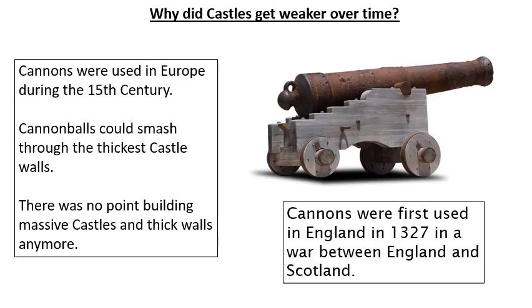So well done to any of you that managed to guess that cannons was the thing that was invented, all right, and that really changed castle design. So cannons were first used in Europe during the 15th century. Cannonballs could smash through the thickest castle walls. So there wasn't any point in building big castles anymore, or thick walls anymore. All right, it just wasn't needed because the cannonballs would go straight through them anyway.